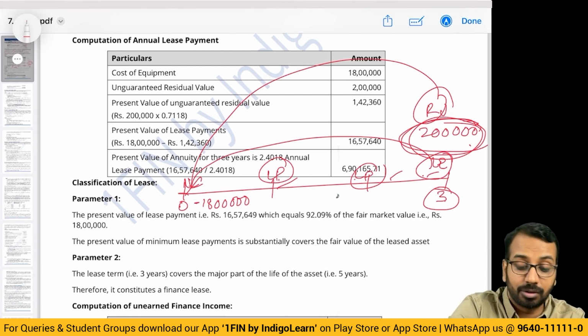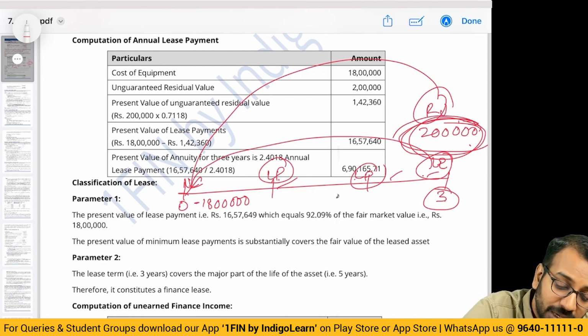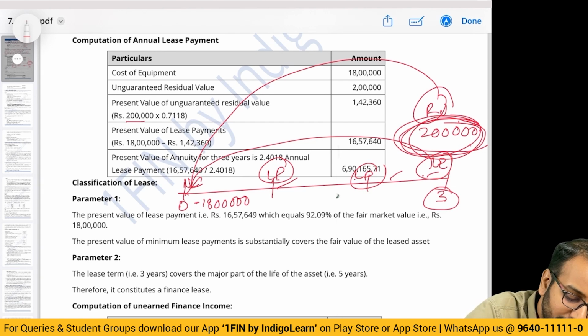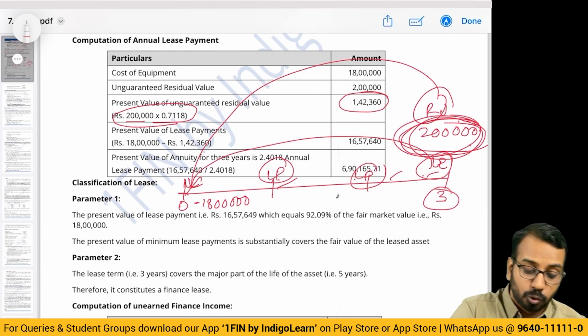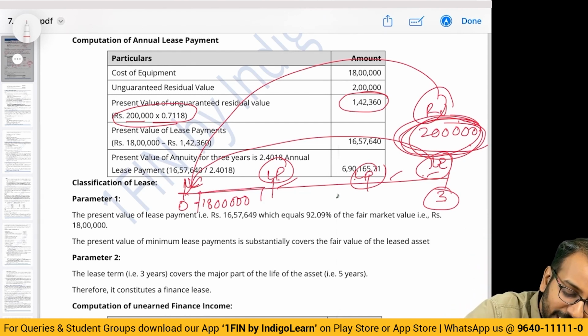So in present value terms, this 2 lakhs is how much? Present value of 2 lakhs is 2 lakhs multiplied by 0.7118, 1,42,360. This is the present value of 2 lakhs. So can I say today I gave 18 lakhs.